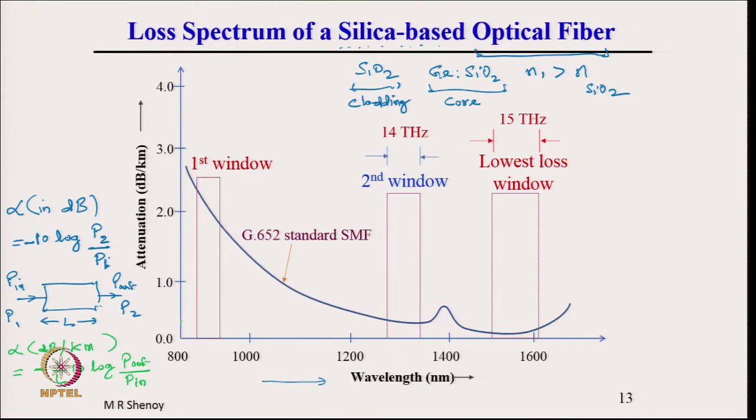Please see that the loss here around 1300 is low. This is 1400, this is 1200, therefore around 1300. And this is 14, this is 16, so this is 15. This minimum is around 1550. The loss is minimum around 1550, and therefore there are two windows here. Window refers to a range of wavelengths over which the loss is very low. This one is centered around 1300 and this one is centered around 1500. We call it a low loss window, and note that the loss around 1500 is the lowest.